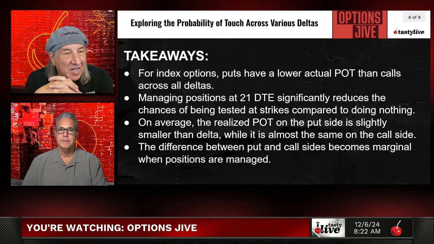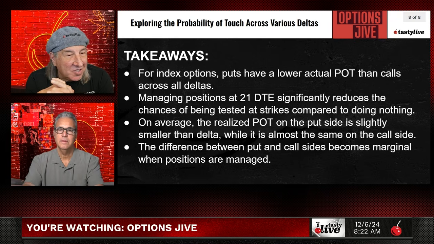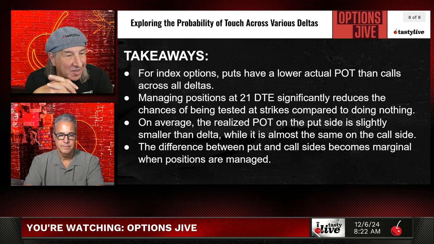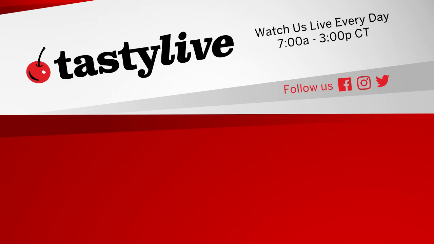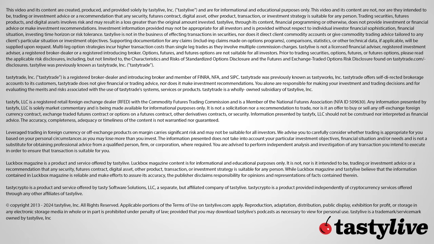Yeah. So for index options, puts have a lower actual probability of touch than calls across all deltas. Managing the positions at 21 DTE significantly reduces the chances of being tested strikes compared to doing nothing. On average, the realized probability of touch on the put side is slightly smaller than the delta, while it is almost the same on the call side. And the difference between put and call sides becomes marginal when the positions are managed.